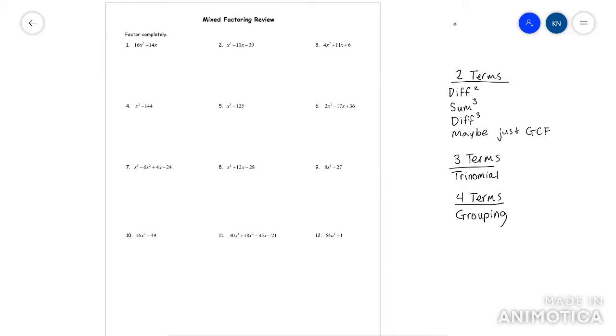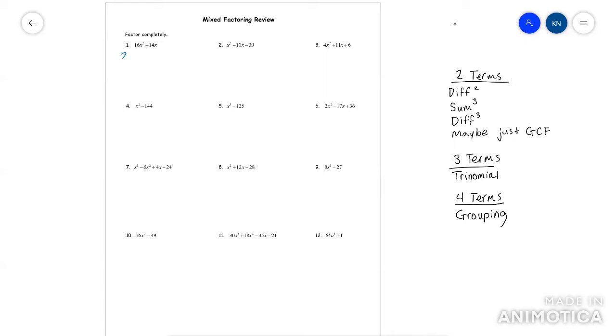When you do difference of squares, both of these numbers have to be perfect squares, like 1, 4, 9, 16, 25. 14 is not a perfect square. So this one's not a difference of squares. It can't be a cube, or a difference of cubes, because the exponent's 2. That leaves, maybe it's just a GCF. And if you think about it, yeah, it is just a GCF.